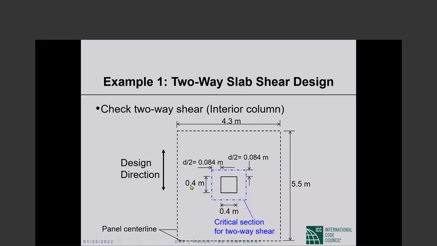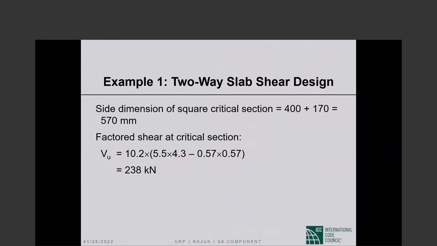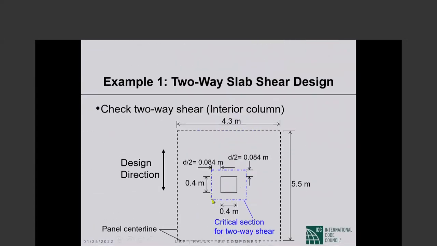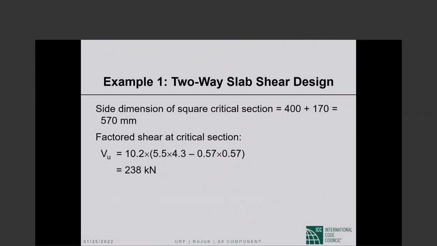The V sub u now is the load sitting on this entire slab panel outside of the critical section. So the side dimension of the square critical section is 500, and so this distance is 400 plus 84 this way, 84 that way, and that is 568, rounded to 570 millimeters.